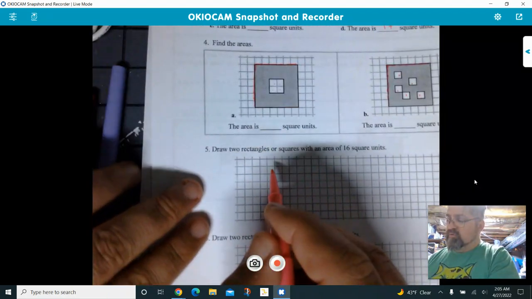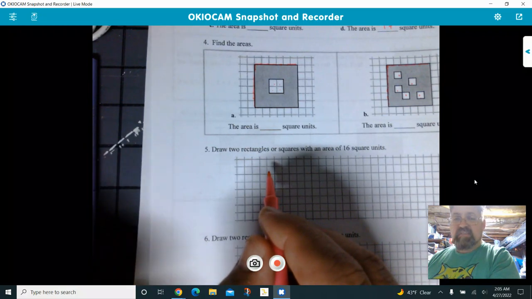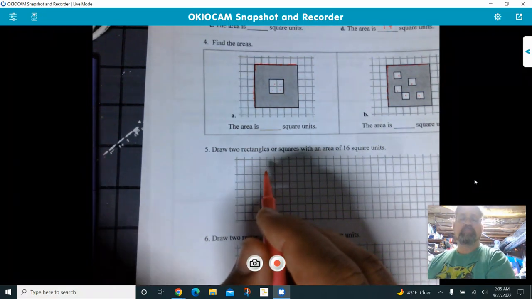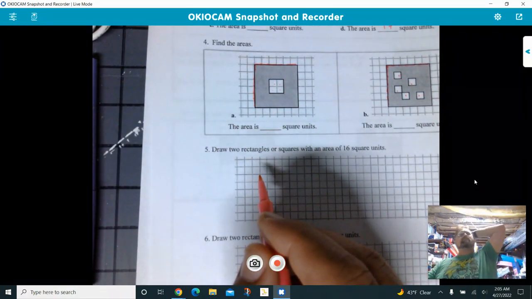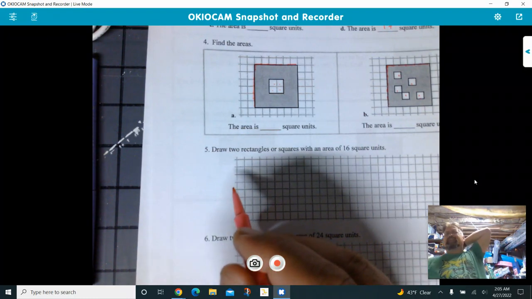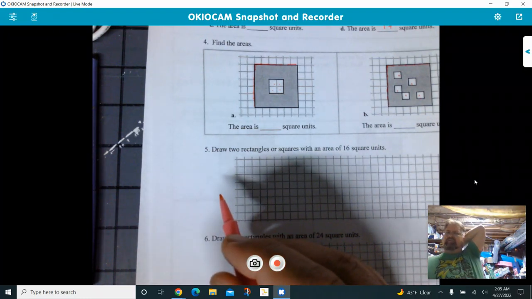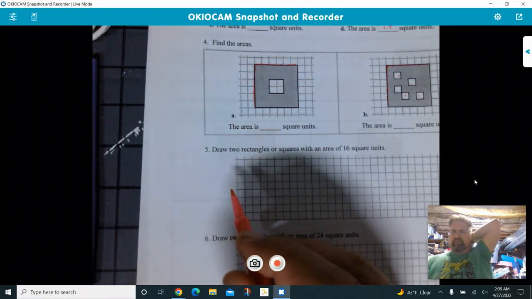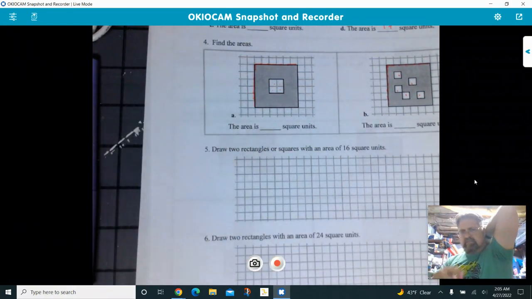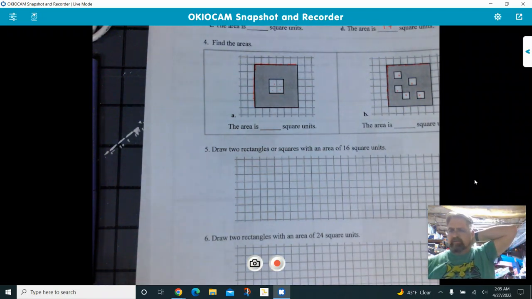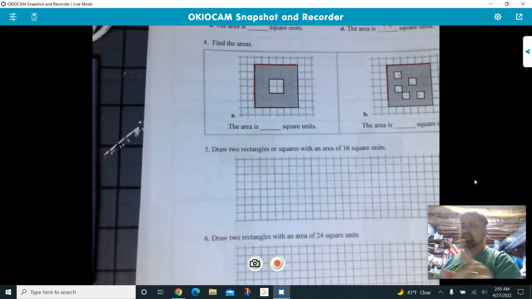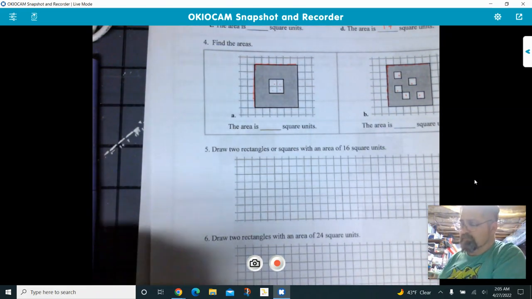Draw 2 rectangles or squares with an area of 16 square units. Well, think about it to yourself. What times what will give me 16? Yeah, 1 times 16. You could do that and it would work. 2 times 8, yes. No, not 3. Does 4 times anything give you? 4 times 4. Good job. I didn't see who called that one out, but good job.